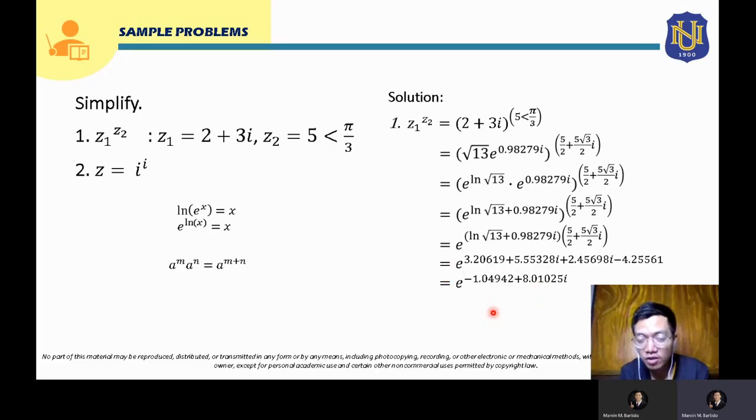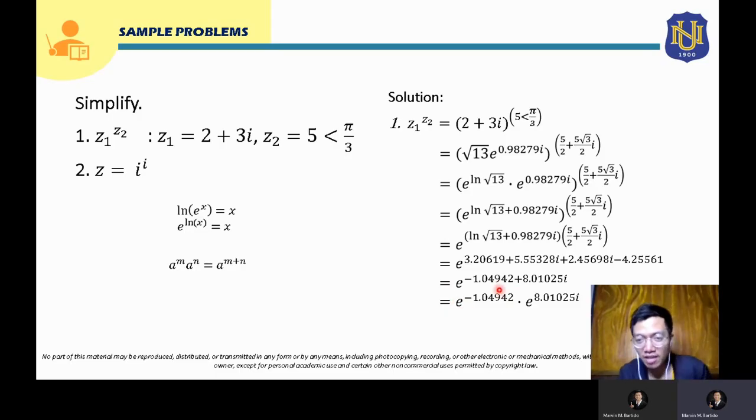So from here, this is not yet the answer. We have to simplify this further. This is not actually an exponential form of a complex number, right? Because the exponential form is actually r e raised to theta i. But this is not r e raised to theta i, right? So we have to simplify this further. And as we know, we can apply this again. We can separate the two exponents. So that will be e raised to negative 1.04942 times e raised to 8.01025i. And this value actually is a constant.